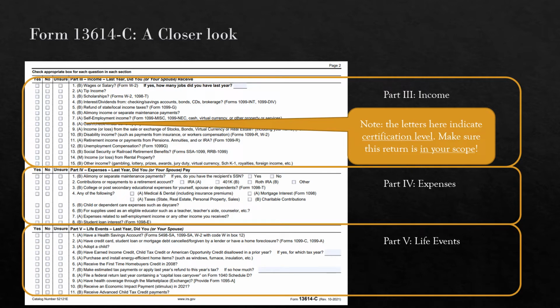Later in the process, when we get to the interview stage, we're going to ask them about all of those unsure questions, and we are going to change the answer to either yes or no. We will not be leaving anything left unsure.